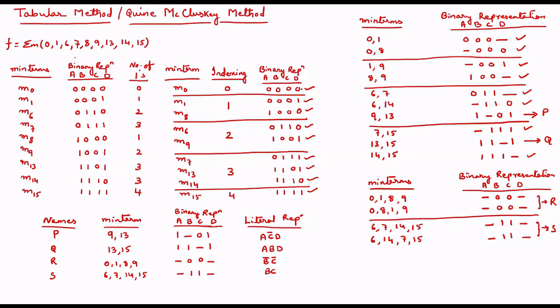For example, I am starting with m0. I will compare m0 with all other groups. I have taken 0 and 1, so I will put a tick mark over here and a tick mark over here in 1, because I am comparing these two. When I compare 0 and 1, what I find is this is same, this is same, this is same, only this is changing. So for the changed part I put a dash mark. Again observe over here is a dash mark, so 0, 0, 0, dash.